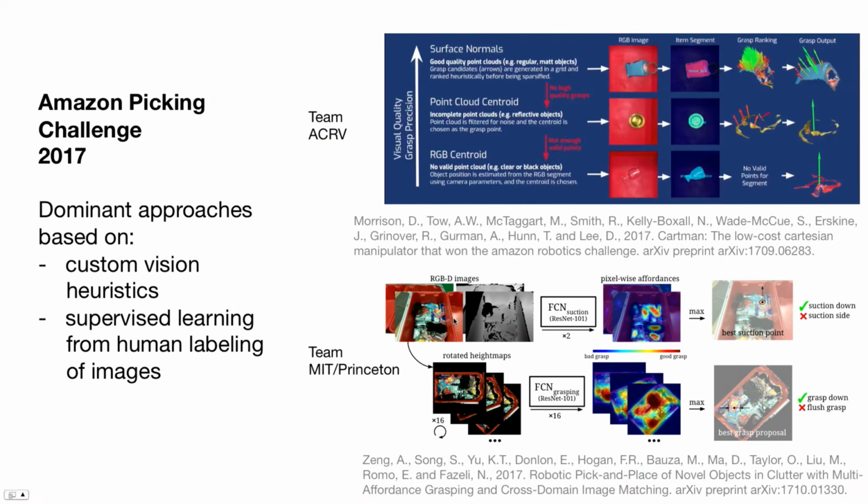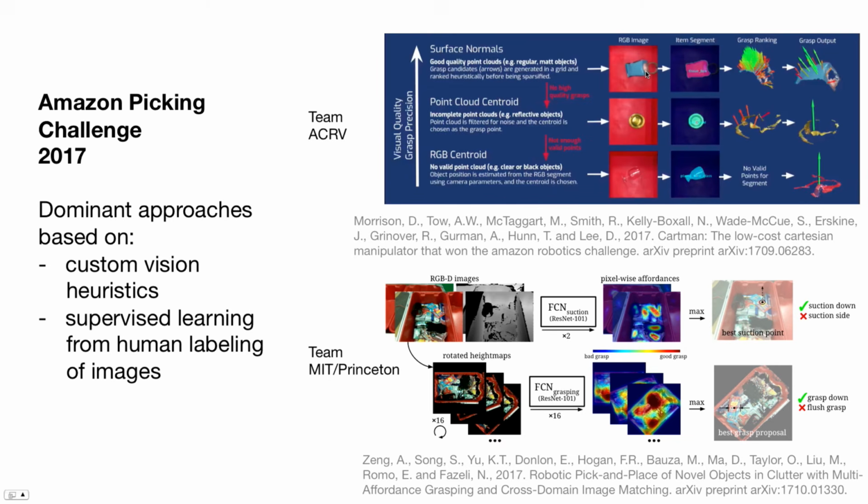A lot of it turns out that suction also just works really well in practice. So humans labeling in a bin where the nice places to suction are, and then having that evaluate in real time with the RGB and depth data, where are good places to suction in the image. ACRV, a little bit different approach, but very comparable.